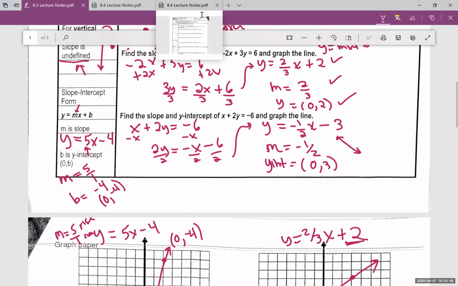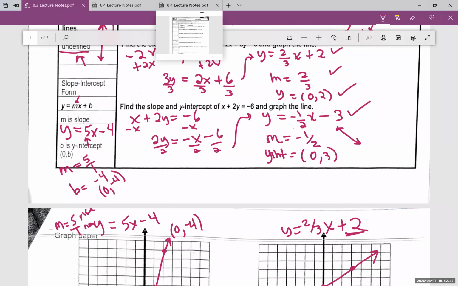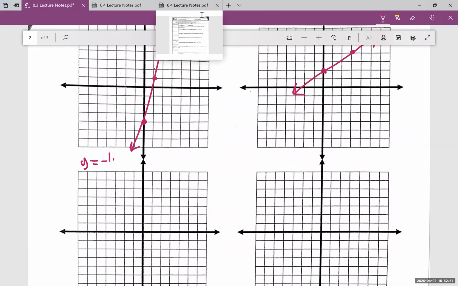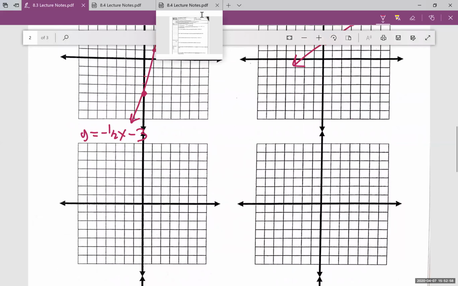And then this last one here, let's start with this. y equals negative 1/2 x minus 3. Okay, this time our y-intercept was negative 3. 1, 2, 3. And from this, it's a negative 1 and a positive 2. So you can either go up 1 and back 2 for the negative, or you can go down 1, positive 2. So we go down 1, positive 2.